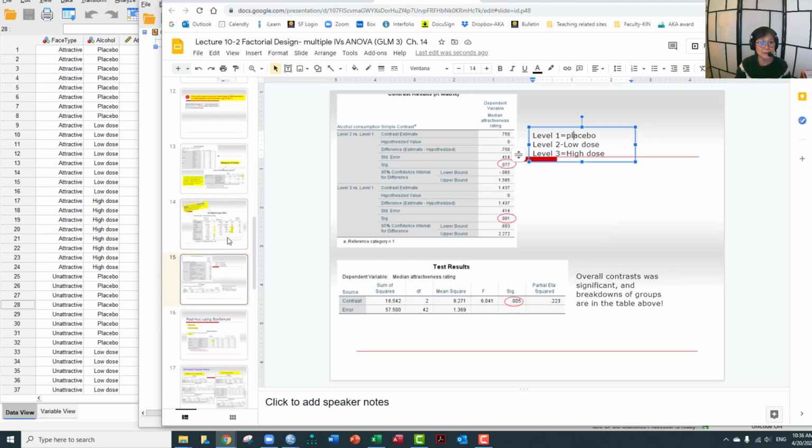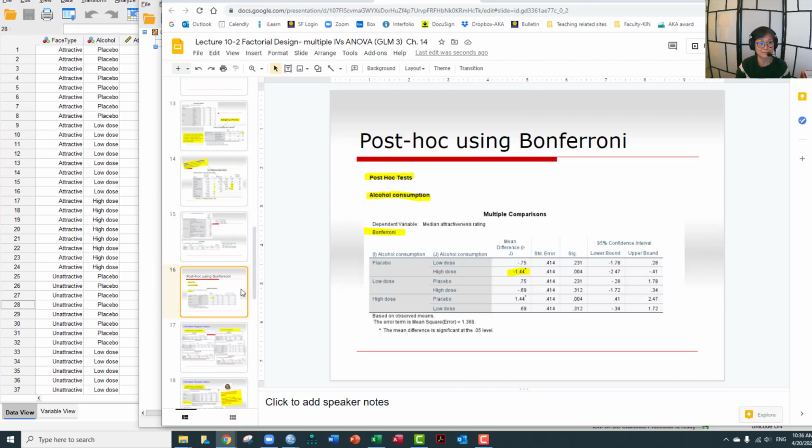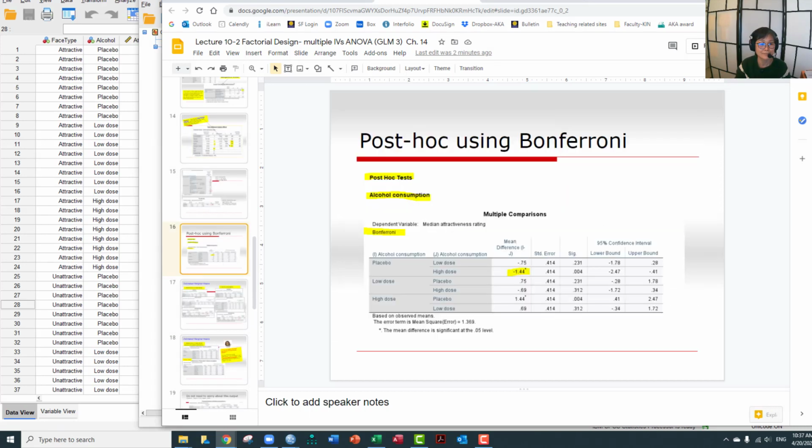Then moving down, post hoc Bonferroni also confirms that there are differences between which ones? Placebo and high dose, with the mean score 1.44. So based on these results, we can say drinking more alcohol tends to make people rate any pictures attractive regardless of the type of picture, so like attractive pictures or unattractive pictures.